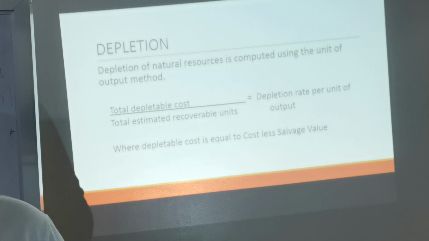Okay, so if there is a salvage value, then you have to deduct the salvage value of the wasting asset or natural resource. Okay, that would be your depletable cost. Okay, so let's have an example.